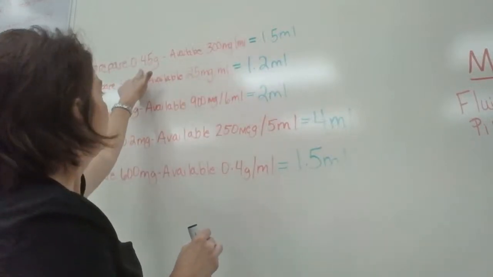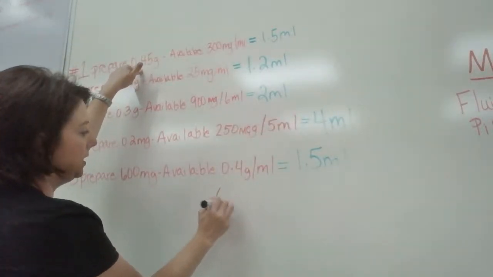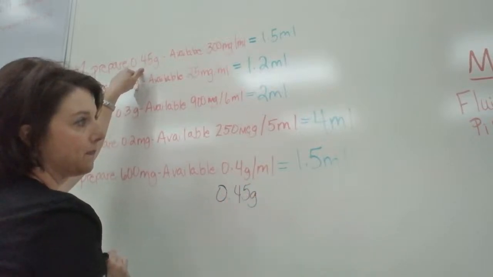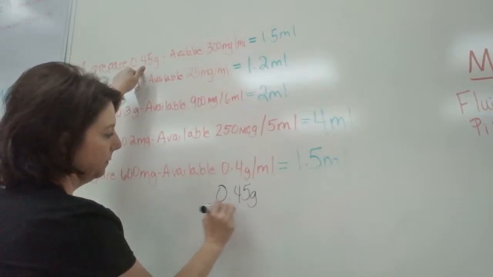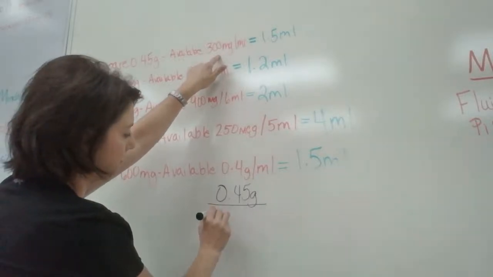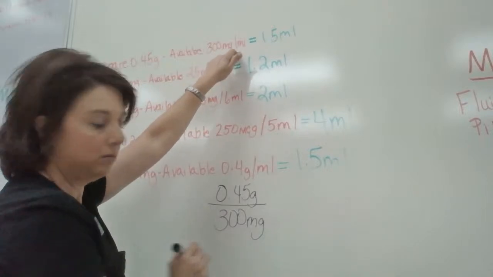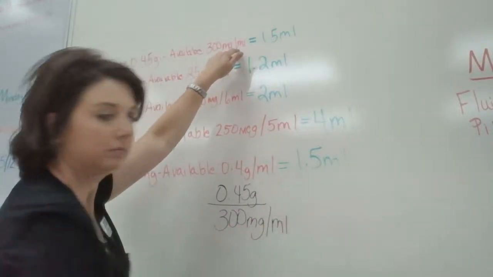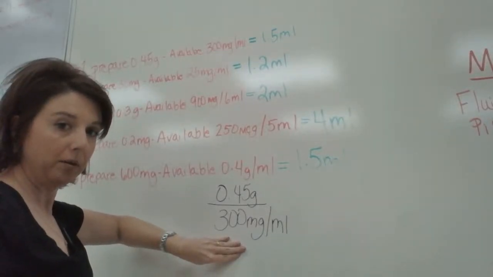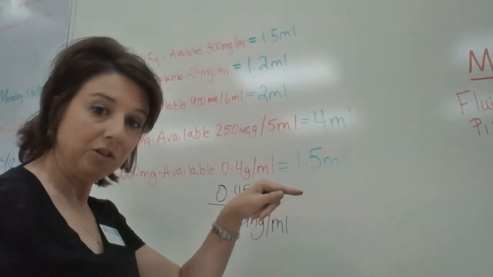So what we want is 0.45 gram. It is going to be divided by what we have. What we have is 300 milligrams per mL. So this is how you're going to start working your problem. Your next step of this will come in just a little bit.